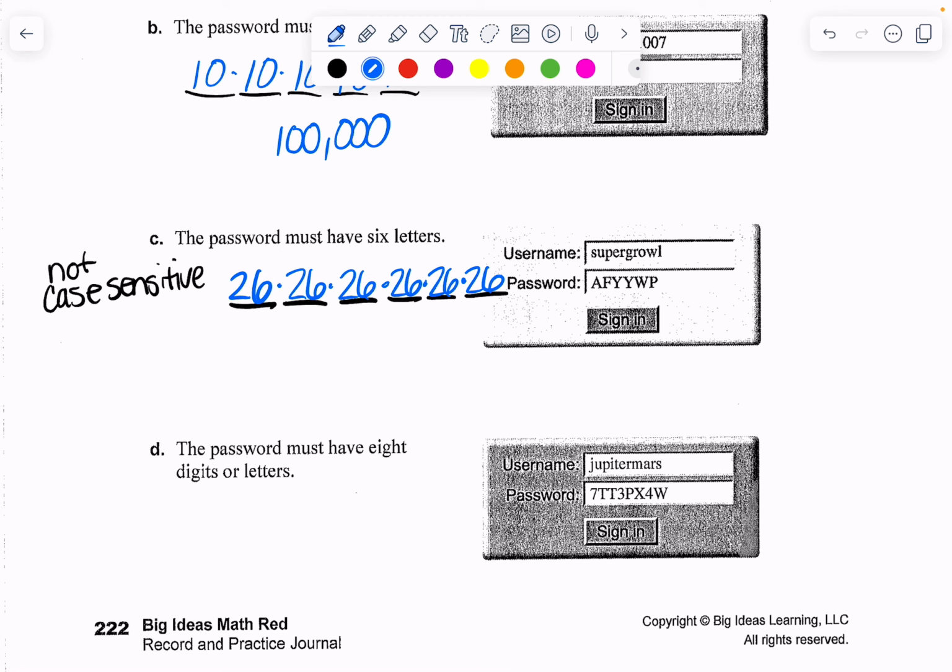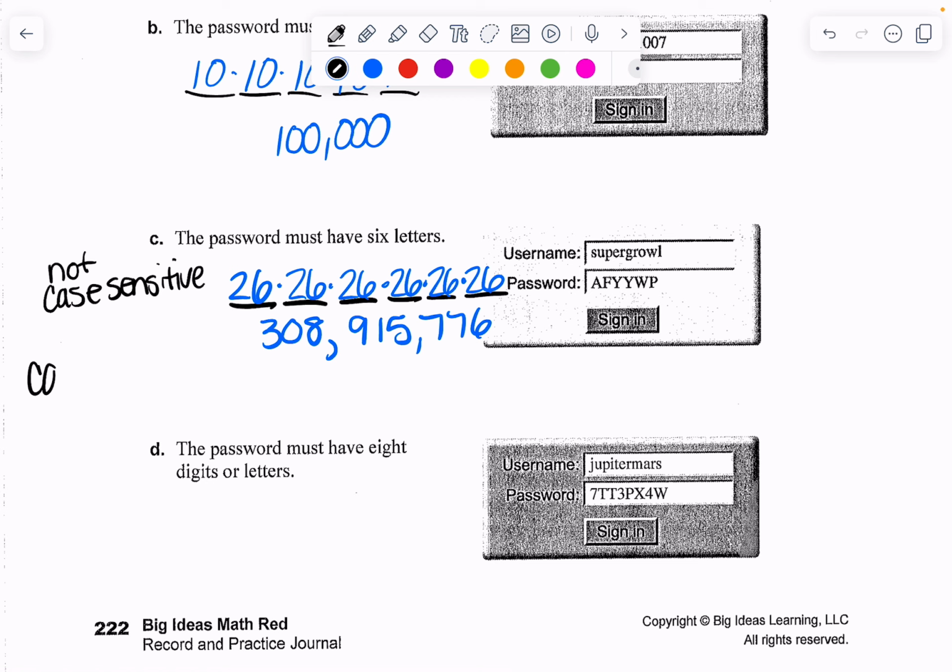And so when I do that, I'm going to get, I had to type some numbers in on my calculator, sorry, 308,915,776 possible combinations just by using letters, okay? Because there's 26 possible outcomes for each one. Now that's if it's not case sensitive.